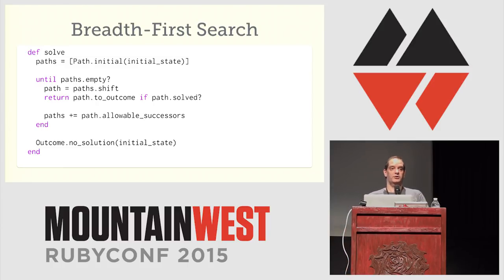So that's nice. So the code ends up looking like this, and you use a queue to help you implement this. So I put the initial path on the queue, and then I pull the first one off the queue. If it's a solution, I return it. I'm done. I don't need to search any of the rest of the tree. Otherwise, you put the successor states all on the end of the list, and you move on.